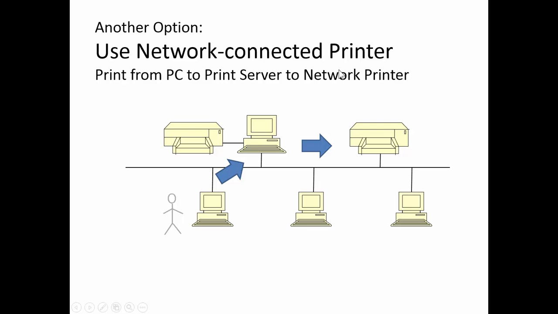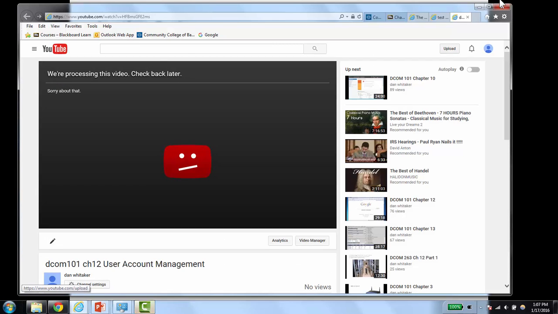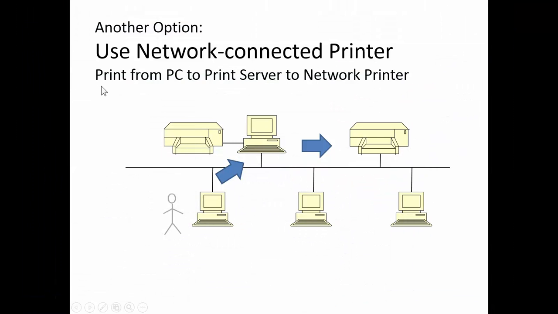Another option is to use a network connected printer, and that's where the users print to the print server, and then the print server forwards the job to a network connected printer. In other words, the printer is not connected directly to the print server, it's just plugged in anywhere to the network. And that way the printer does not have to be in the same room that the print server is in. The printer can be connected to the network closer to where the users are. The users print from the PC to the print server, which then forwards the print jobs to the network printer.